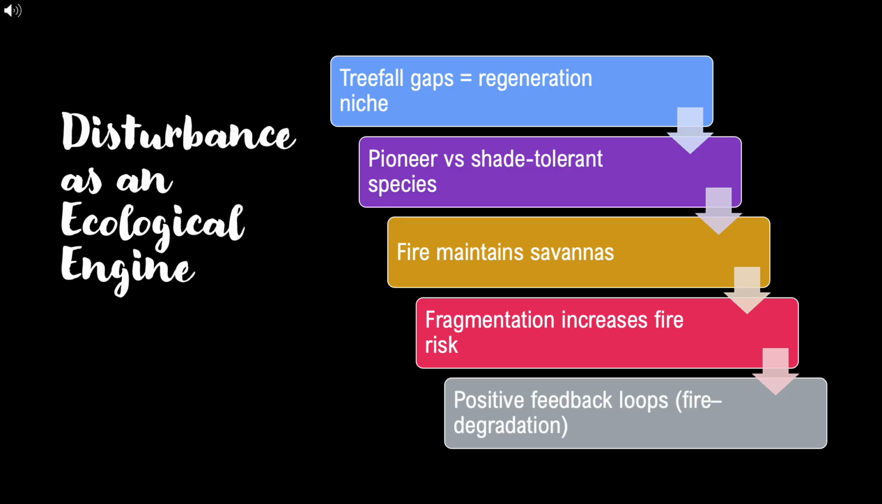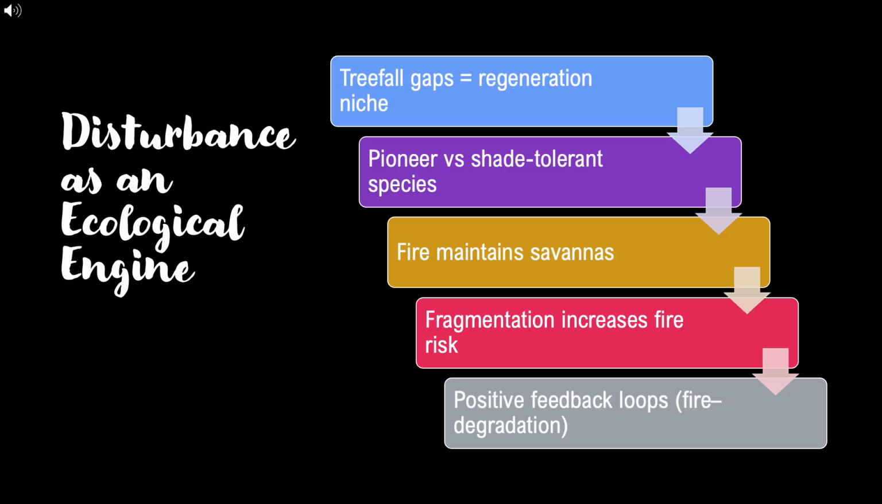Earlier we talked about disturbance regimes, the big events like storms and floods. Now I want to zoom in on how disturbance actually functions as a driver of ecological processes at the landscape scale. Think of it as an engine. It's what keeps the system moving. Let's start with tree fall gaps.